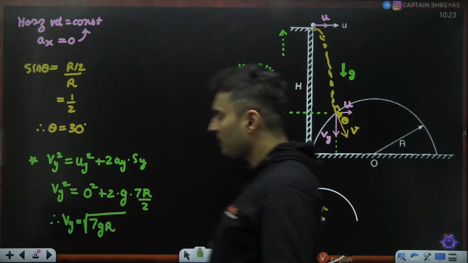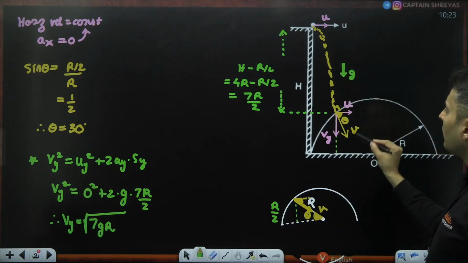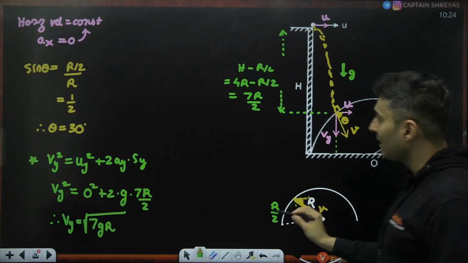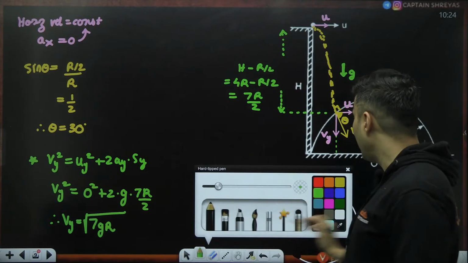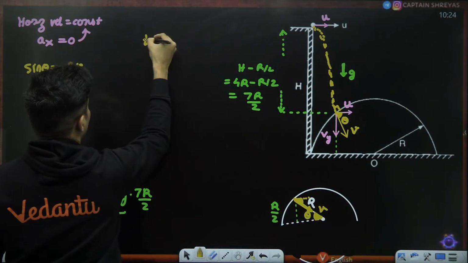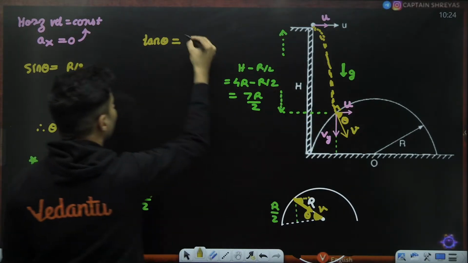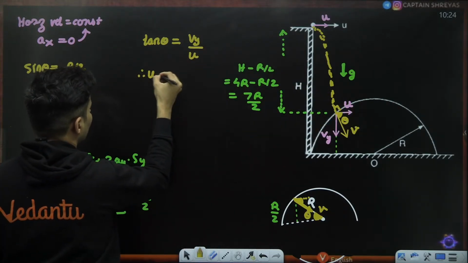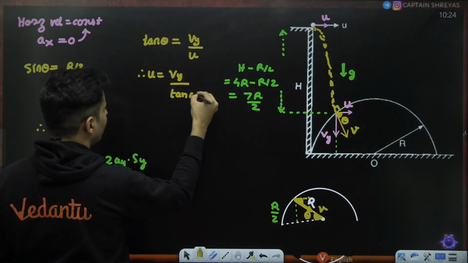Is this fine till here, everyone? So we know Vy. Do we know V, or do we need to know V? I don't think we need to know V, because I can use this angle information to solve the problem. Observe carefully. If I write tan theta, tan theta will be the opposite side, which is Vy, by the adjacent side, which is U. Therefore, U will be Vy divided by tan theta.